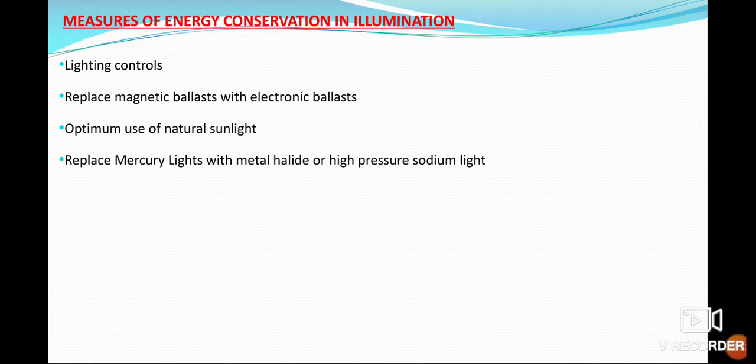Measures of energy conservation in illumination. It can be controlled by using lighting controls, replacing magnetic ballast with electronic ballast, optimum use of natural sunlight, and replacing mercury lights with metal halide or high pressure sodium lights.